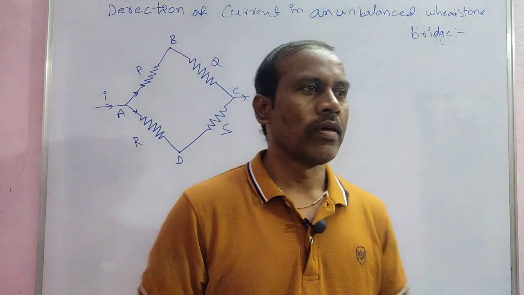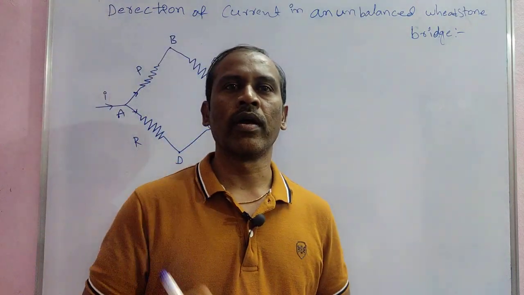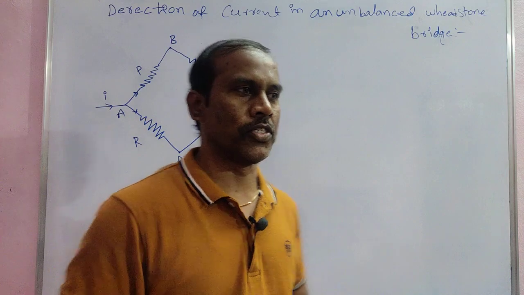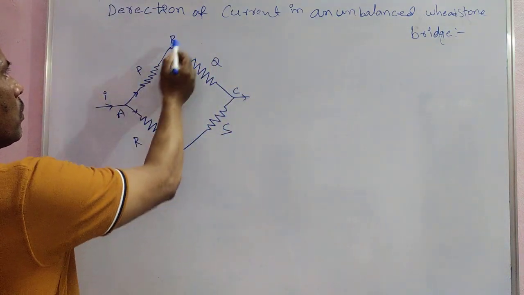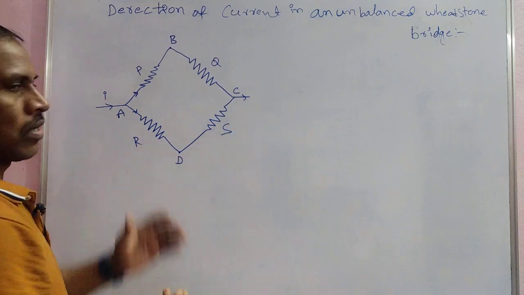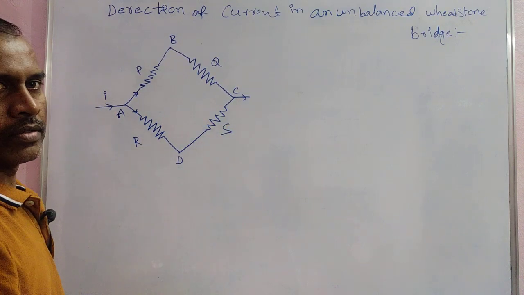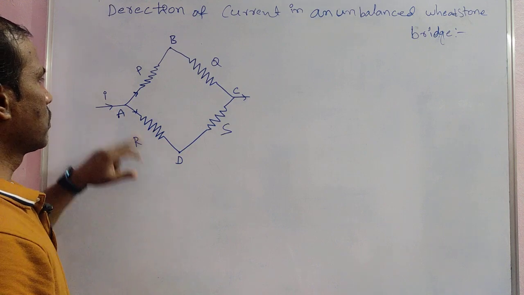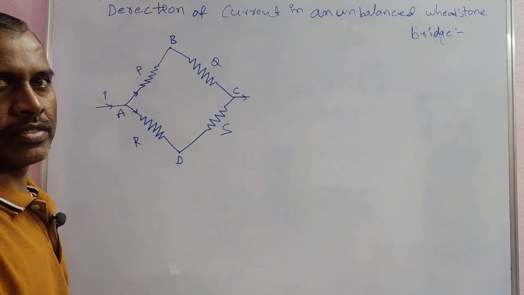Simply, a diagram, for example PQRS. These are four resistances forming a Wheatstone bridge. Okay, here see the diagram. PQRS are the resistances of the Wheatstone bridge. So I is the current. Here the junctions are A, B, D, C.